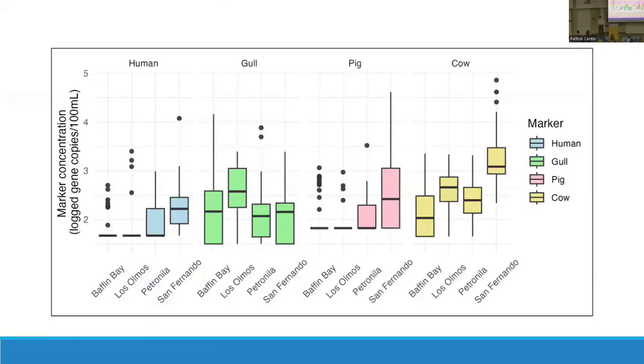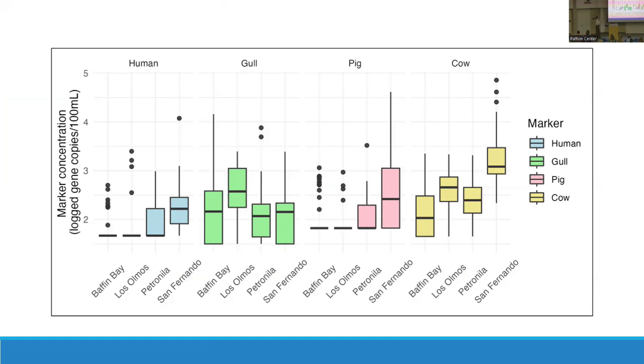So if we put it all together, it looks like this. It's all of those bar graphs I showed you earlier mushed together. We've got Baffin Bay, Los Olmos, Petronilla, San Fernando. Each marker is a different color. Human in blue, gull in green, pig in pink, and cow in yellow. The gene copy concentration is along the y-axis.